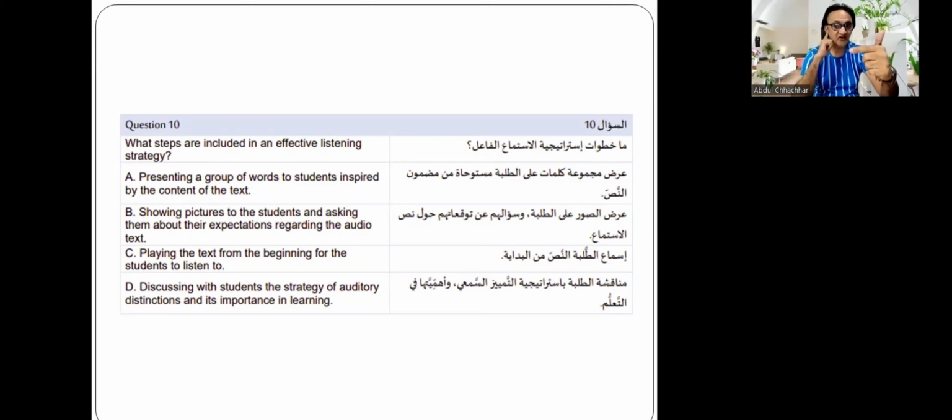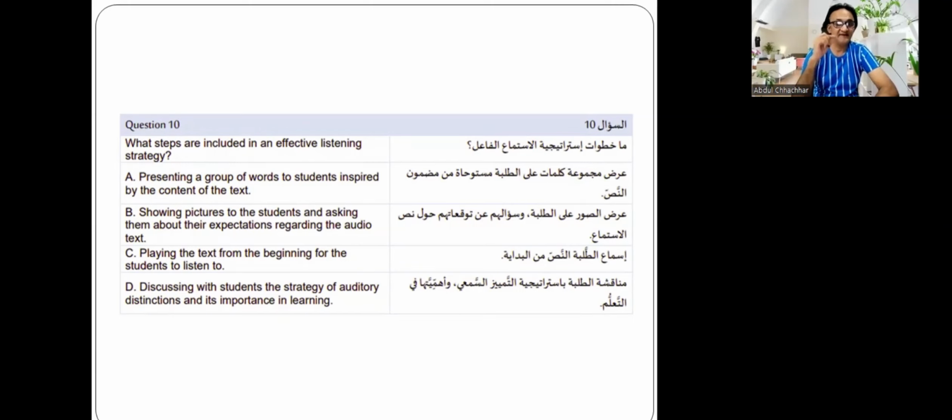Visualization and audio, keep that in mind. Showing a picture, audio, auditory. So that makes sense. Option C: playing the text from the beginning for the students to listen. Playing the text, only audio. That makes sense. Option D: discussing with the students the strategy of auditory discrimination.